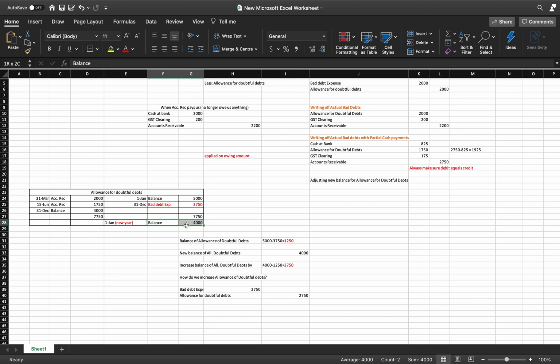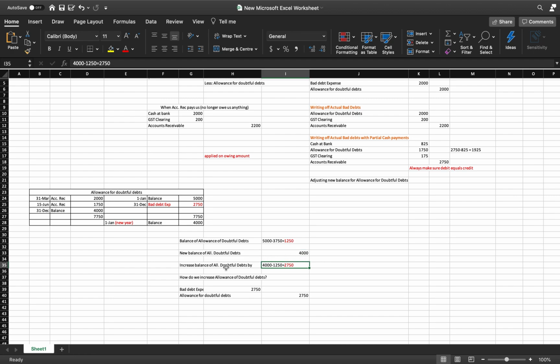Now you know that management says, I want the new balance of the allowance for doubtful debts for next year to be $4,000. Okay, so we already have the balance of $1,250 this year. In order to have $4,000 at the start of the next year, we have to increase the balance of allowance for doubtful debts by $4,000 minus $1,250 equals $2,750. So that is how much allowance for doubtful debts you have to increase in order to have the new balance for the next year as $4,000.